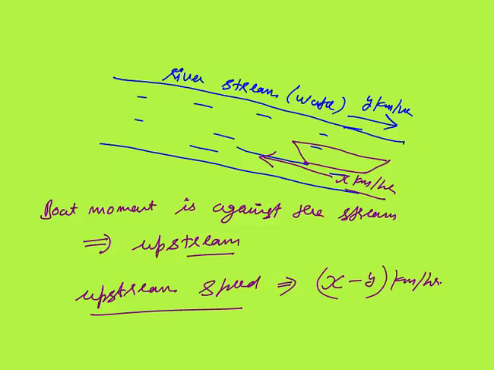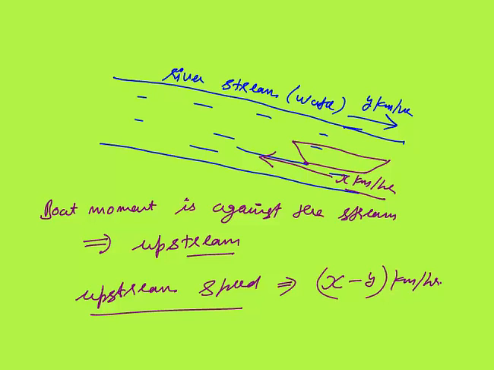Why so? Because you are moving against the stream with the speed of x, your boat, but water is pushing you back with the speed of y. So effective speed would be x minus y. If your speed is less than y, then you will not be able to move forward, the way you want to move. So upstream speed would be x minus y kilometer per hour.